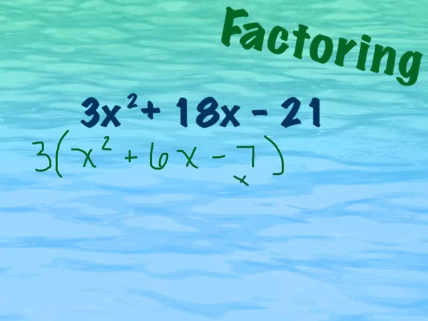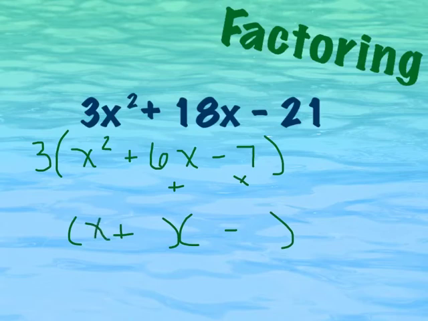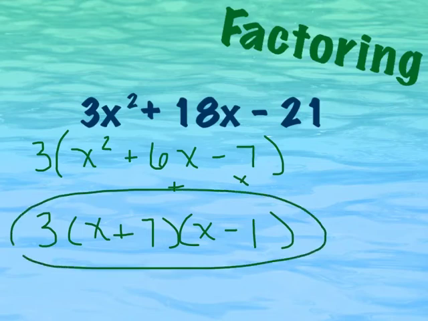What two numbers multiply to be negative 7, but add together to be 6? I notice that because my last term is negative, I know that my two binomials will have different signs. One will be positive and one will be negative. This is going to be x and x. So we need two factors that multiply to be a negative 7, but add to be positive 6. Thinking through, I know positive 7 times negative 1 is negative 7. Positive 7 plus negative 1 would be 6. And we still have that 3 out in front that we factored out earlier. This is our final factored answer.